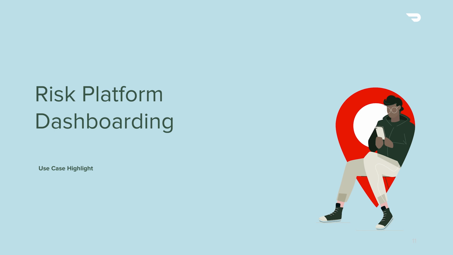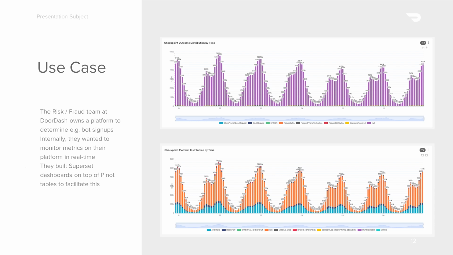Cool. So that's a little bit about the merchant portal use case. I'm now going to talk about the risk platform one. Basically we have a risk or fraud team at DoorDash, and they own a platform to determine things like bot signups. Internally, they wanted to monitor the metrics on their platform in real time. And so Pinot was a perfect candidate for that. What they did was they ended up building dashboards in Superset on top of Pinot tables.